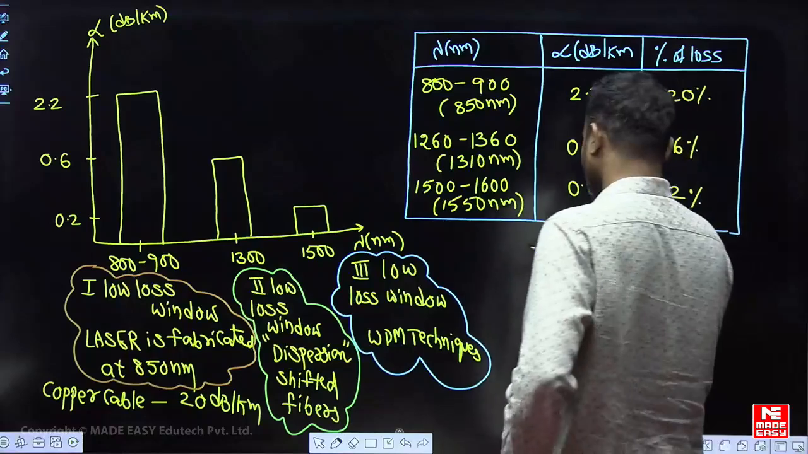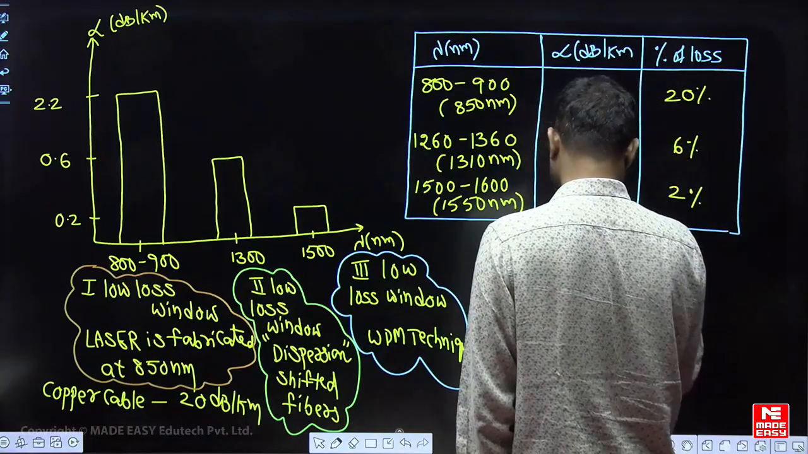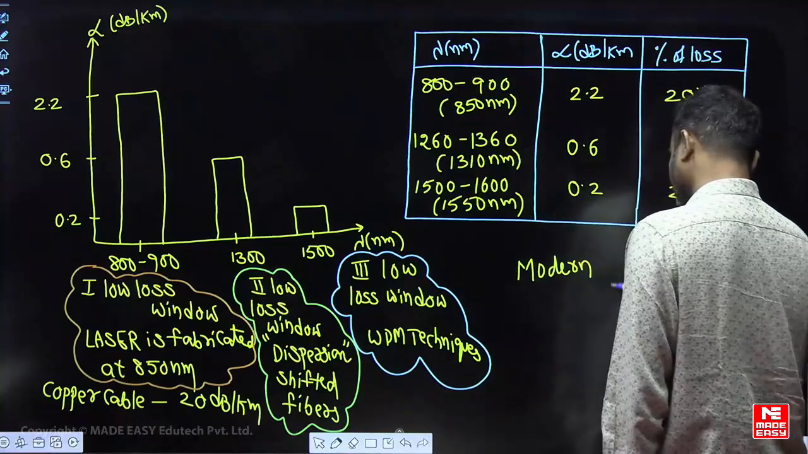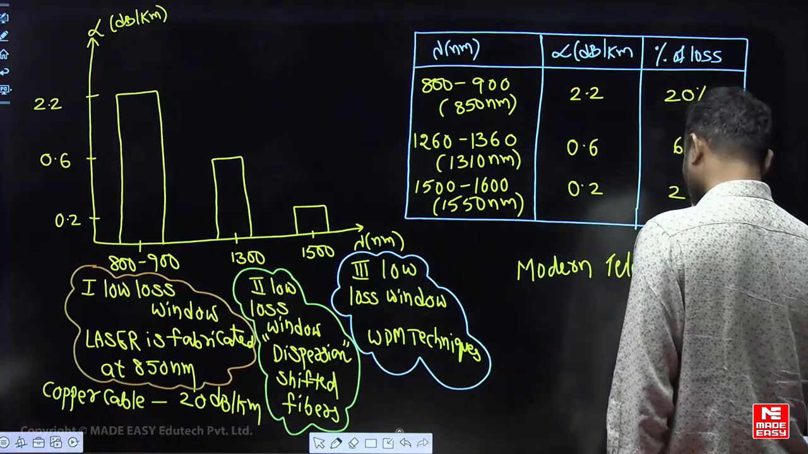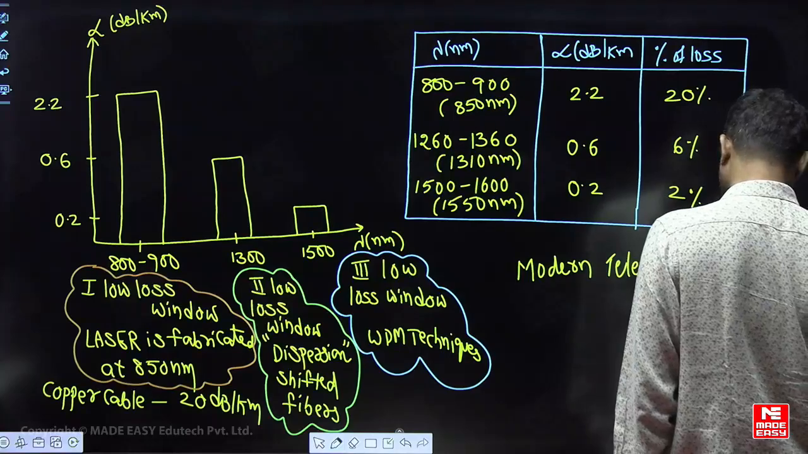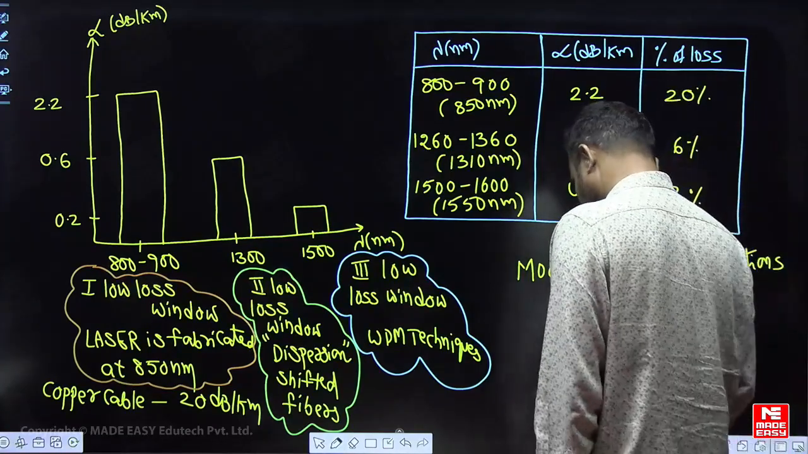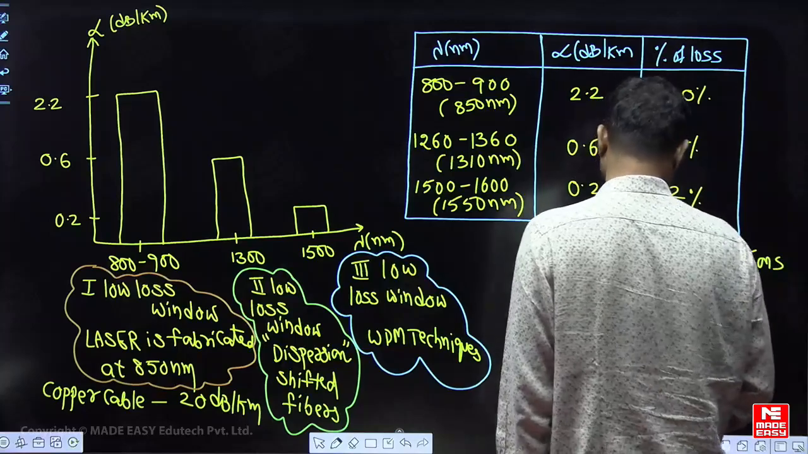See this point about modern telecommunication, just try to understand this, it is asked many times in exams and in interviews also. What are the modern telecommunications we have right now, like cellular or optical communication, or we can talk about optical signals being carried in modern telecommunication.